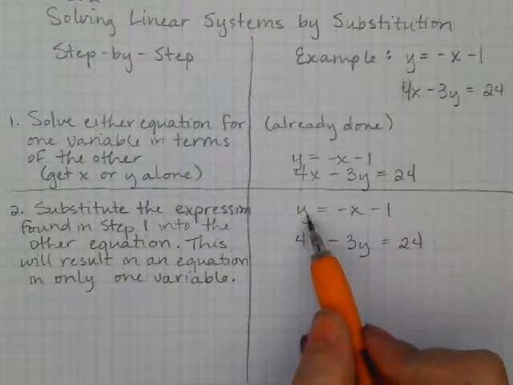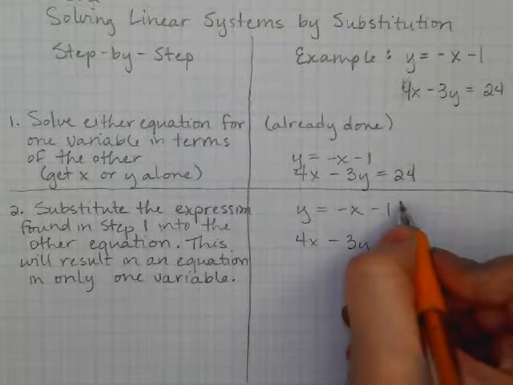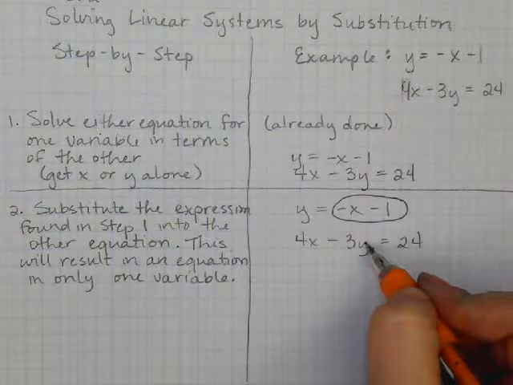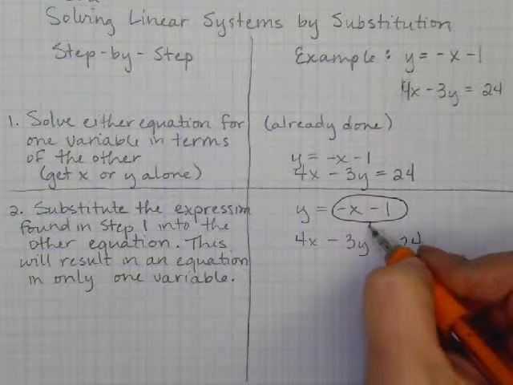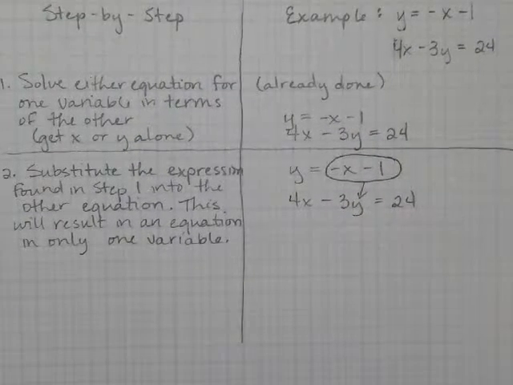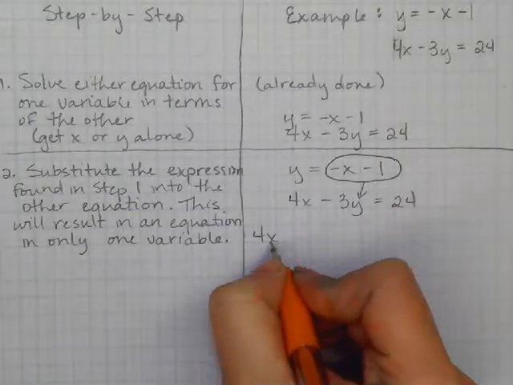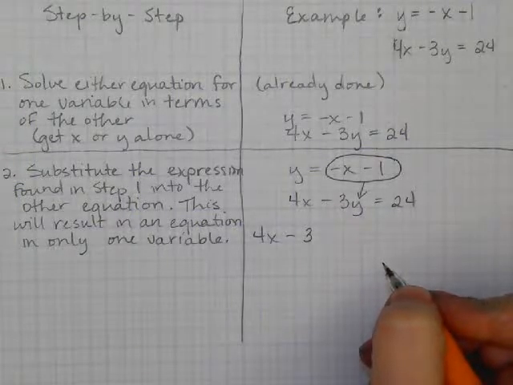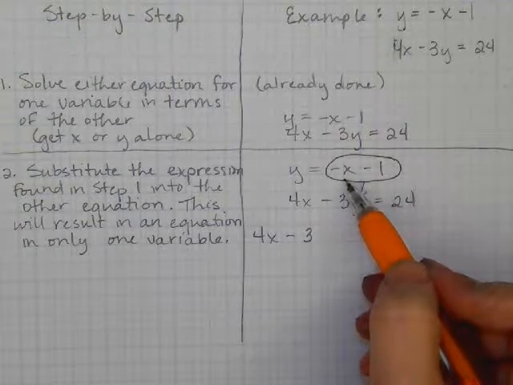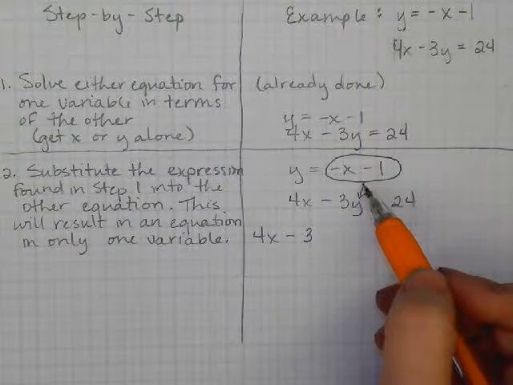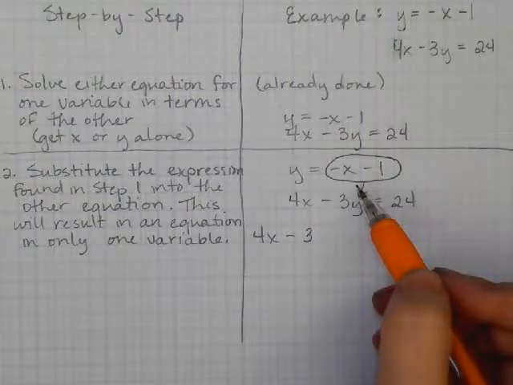So when I rewrite this, I'm going to write 4x minus 3, and then what am I going to put instead of y? What does y equal? Come on, you guys can do this. What does y equal? What did I just circle? Negative x minus 1. So instead of writing y here, I'm going to put in parentheses negative x minus 1. And then the rest of this equation equals 24.